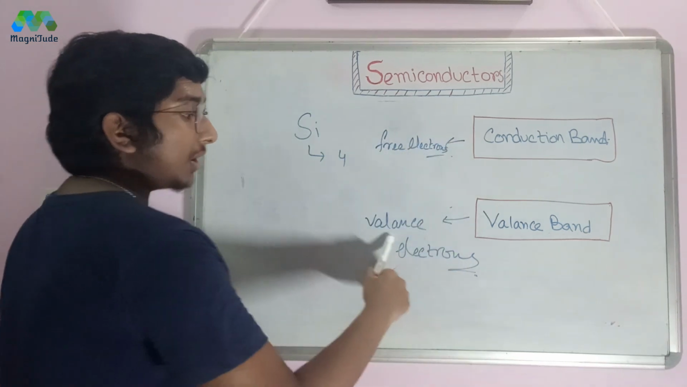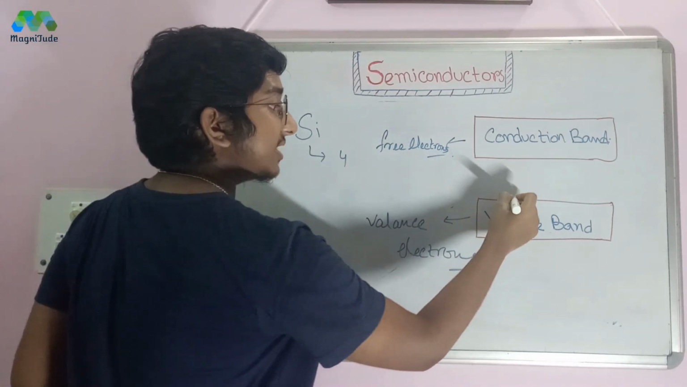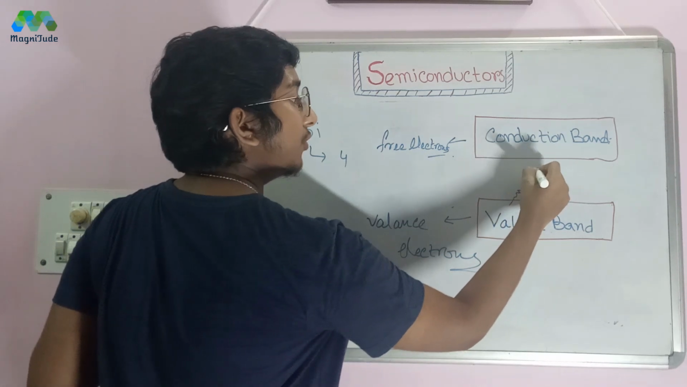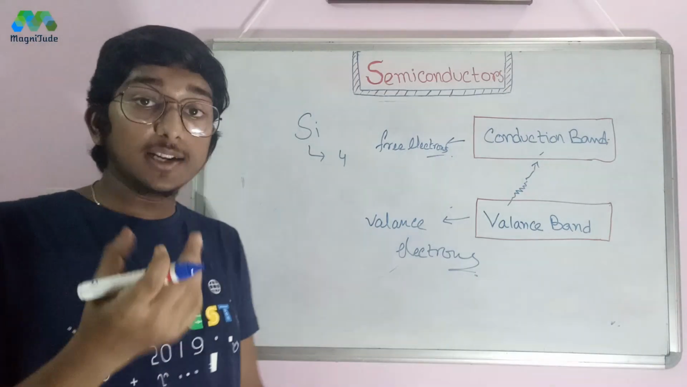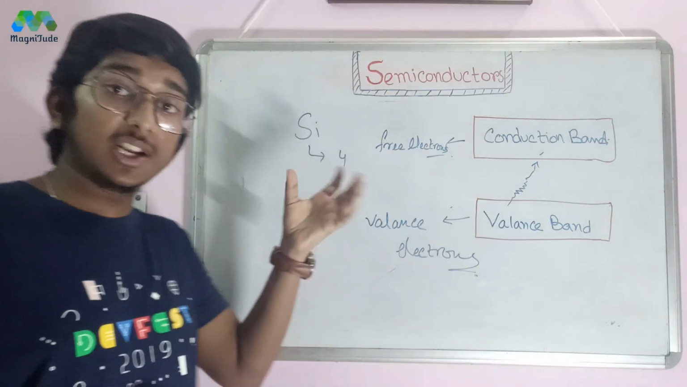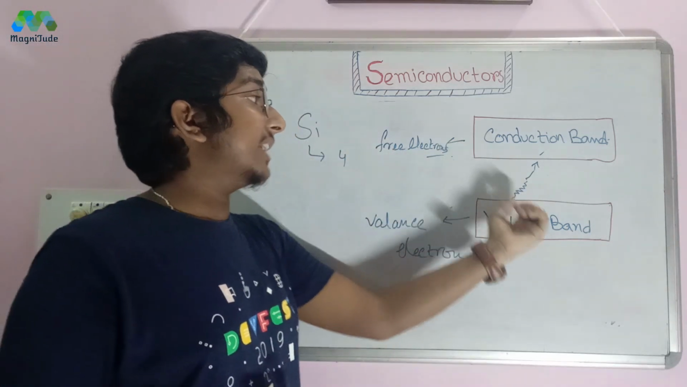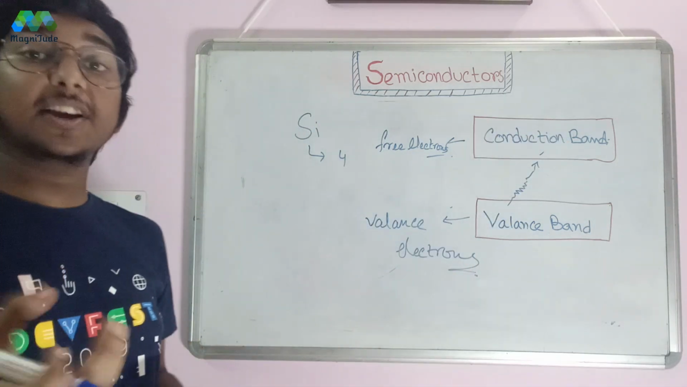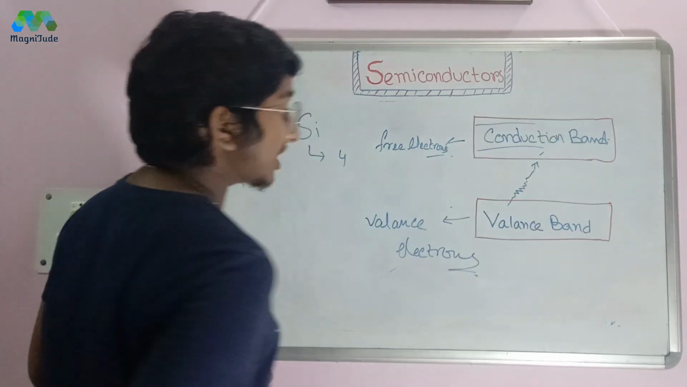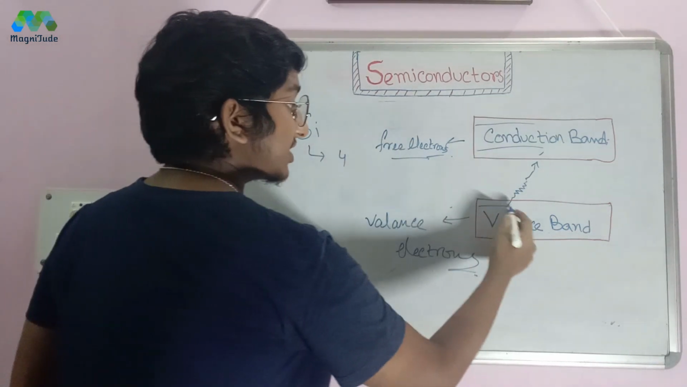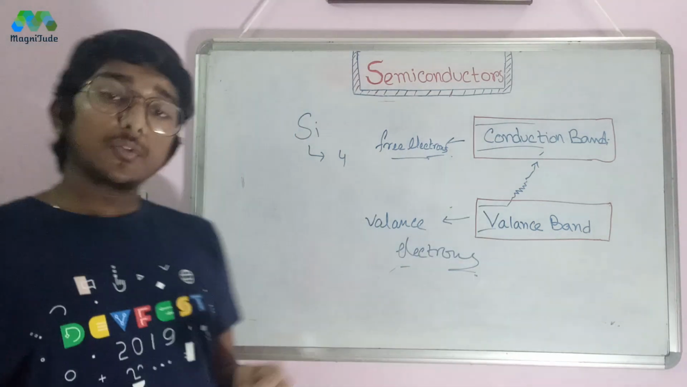All the electrons present here are valence electrons. When these electrons move to this band, they become free electrons. As I have said earlier, when the electrons come out of their shell and become free, they come out of their valence band and go to the conduction band, and hence they become free electrons. So all the energy levels present in the conduction band are due to the free electrons, and all the energy levels present in the valence band are due to the valence electrons. This is one important point.